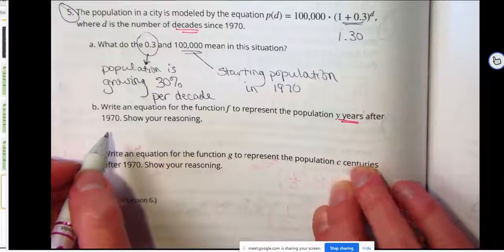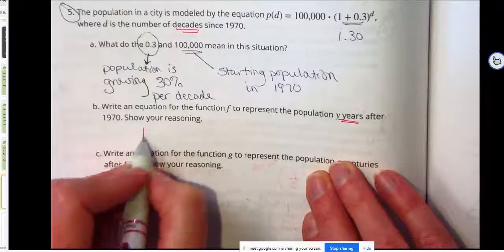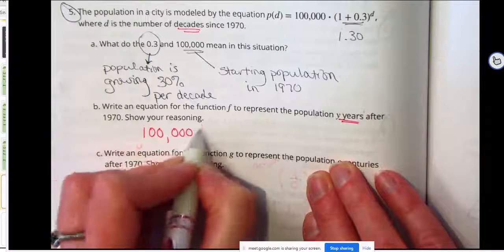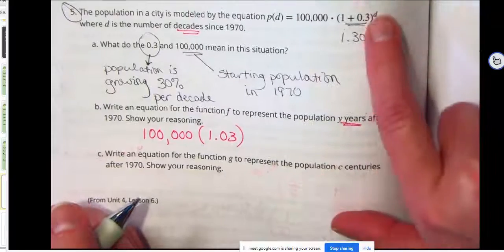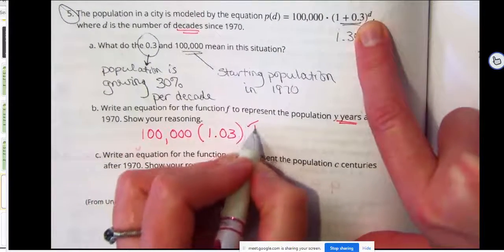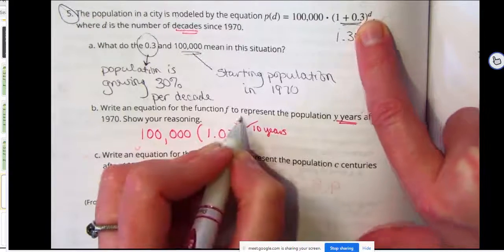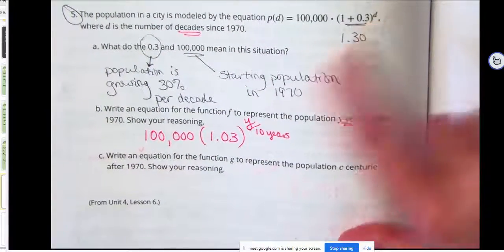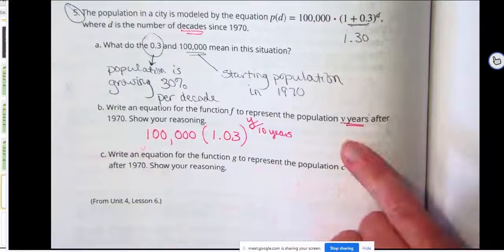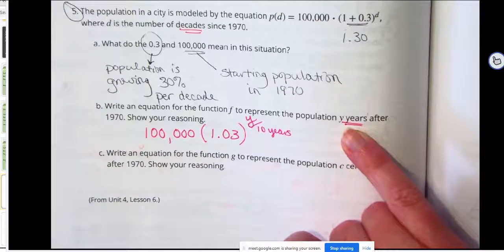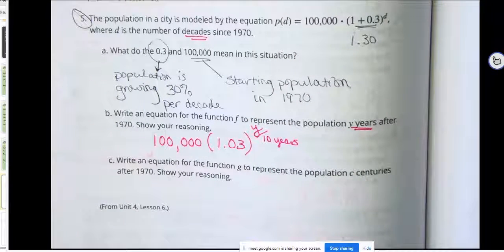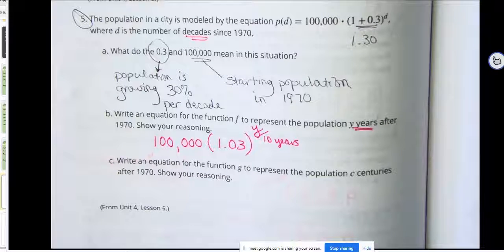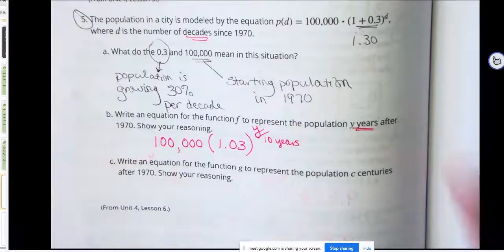So if I wanted a year instead of a decade, I would still have 100,000, our starting population, and 1.03, our growth factor. And if this is every decade, 1 decade is 10 years. So I could then have it divided by 10, so I could figure out how many years it was. That means if it was 20 years, it would be 2 decades. If I put 20 over 10, I would get 2, to show 2 full decade cycles. Or if I only wanted 1 year, it would be a fractional, because it's a fraction of a decade.